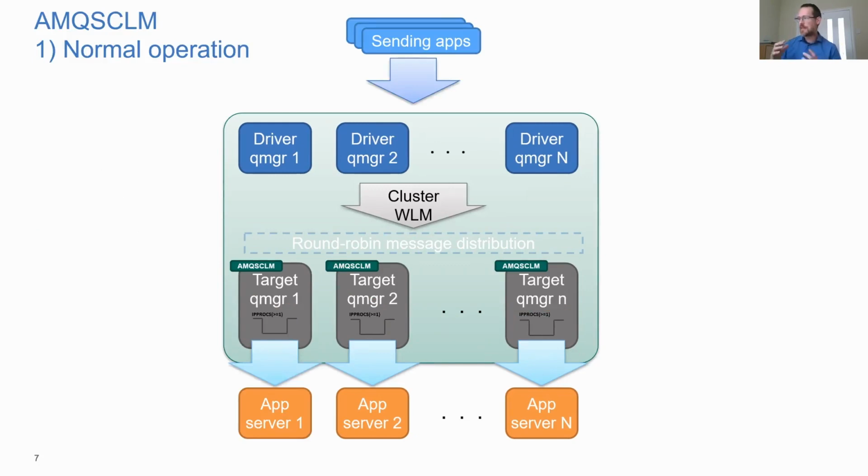So we've got a set of applications sending into a cluster, and those messages that are being sent by the applications are being spread across a set of back-end target queue managers. And what you normally want to do is have all of those clustered queues and the target queue managers have something sitting there processing them. And in this case, we've got an app server processing those queues. So that's normal, okay? That's what normal should look like.